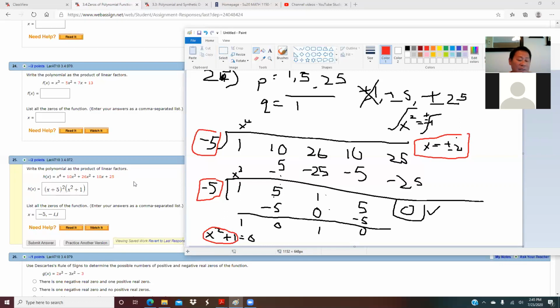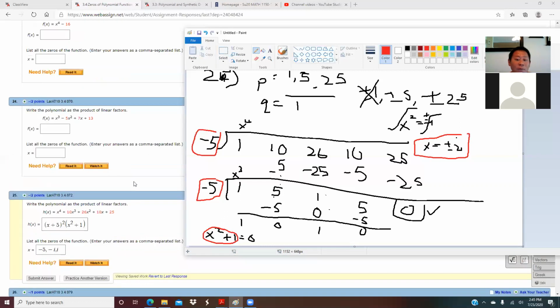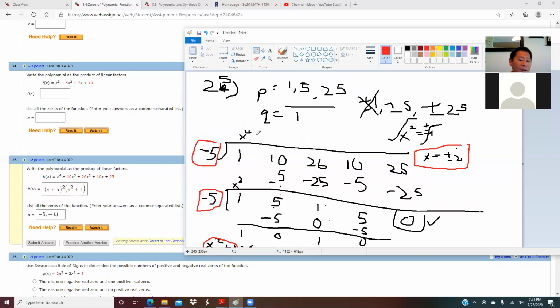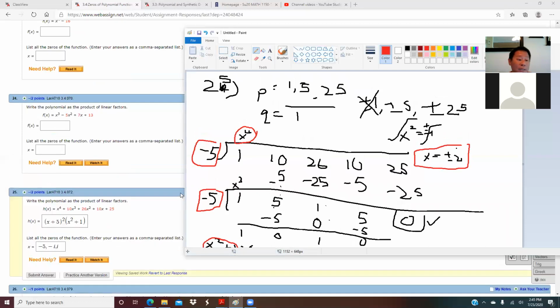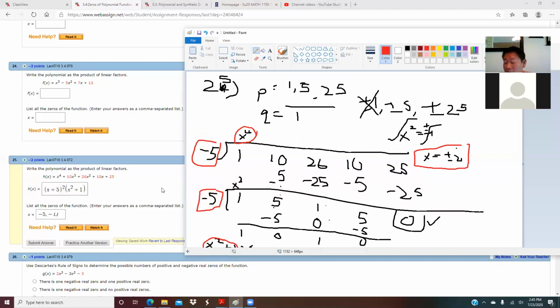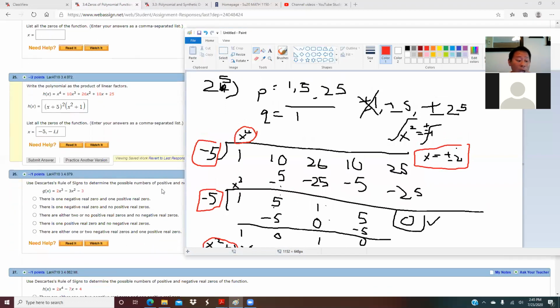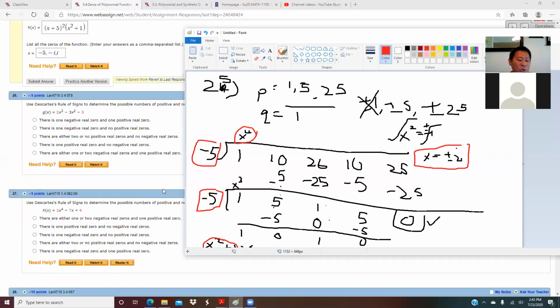So this is how we do this kind of question, number 25. And it's tough because it comes with x to the 4th. You have to do this twice, okay? So yes, this kind of question is coming up in your test on Tuesday. So that's why it takes a bit more time to do. It's not easy, okay? So the rest, just go through it.